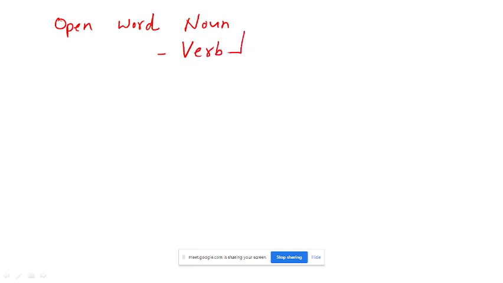You know that we try to understand these classes on the three tests. The first is form, function, and meaning. So let's understand one by one.